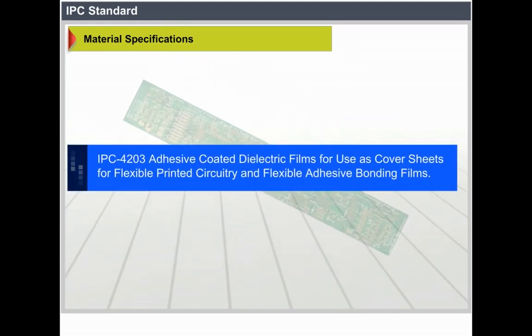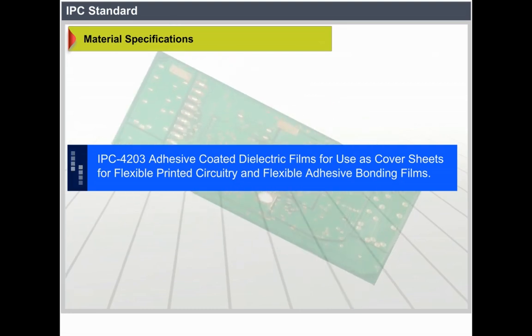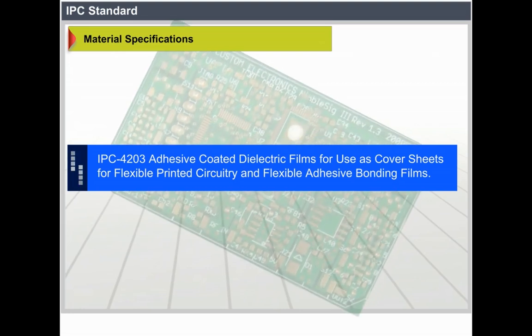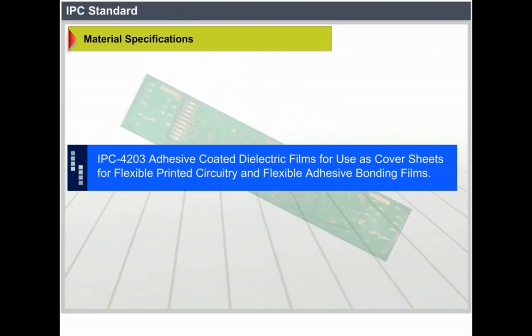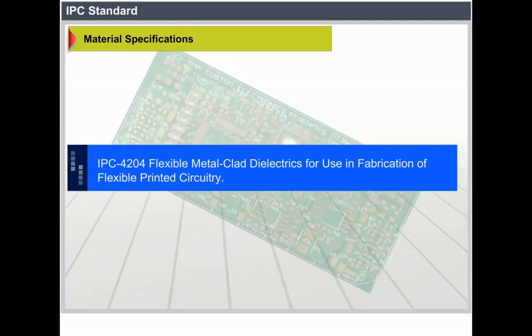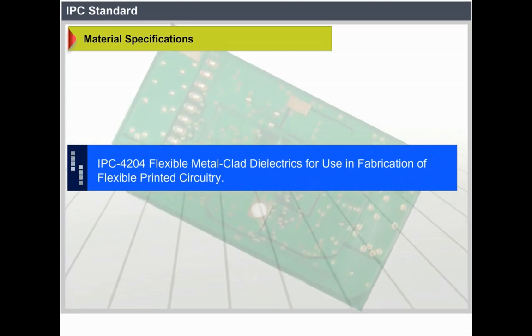IPC 4203 Adhesive Coated Dielectric Films for use as cover sheets for flexible printed circuitry and flexible adhesive bonding films. IPC 4204 Flexible Metal Clad Dielectrics for use in fabrication of flexible printed circuitry.